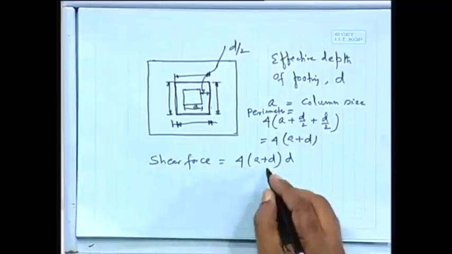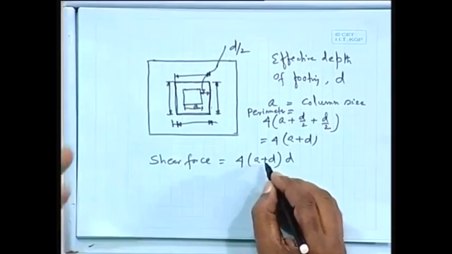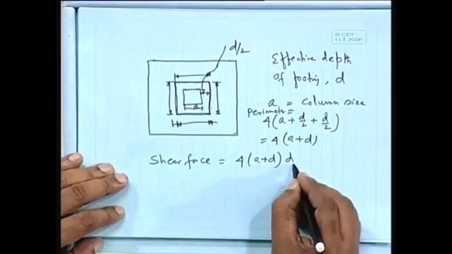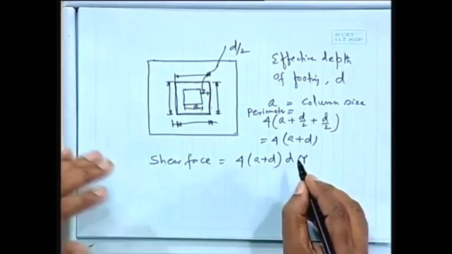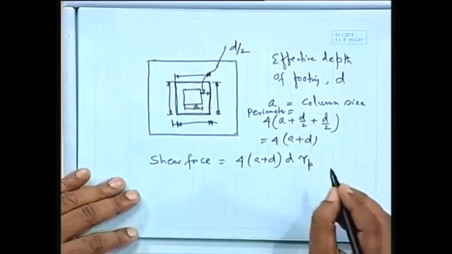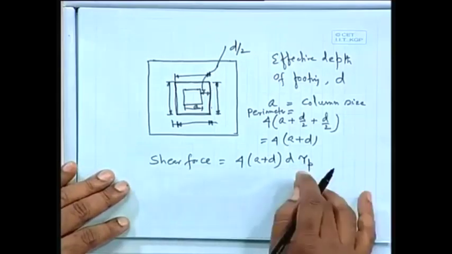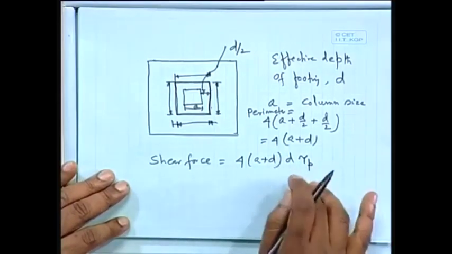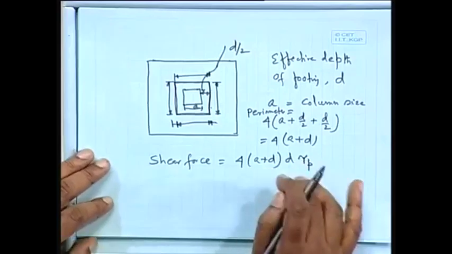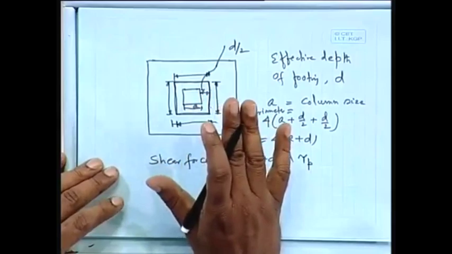So that's what I have written here. 4 times A plus D, we are talking about a square footing. So 4 times A plus D, for the square column, times D times the allowable punching shear. Let us say, tau P. Tau P is the allowable punching shear. So this shear force should be equal to or greater than the column load.